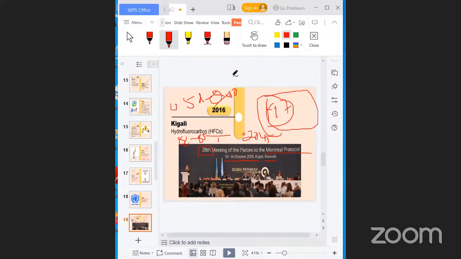So the Kigali Agreement is an amendment to the Montreal Protocol. In the year 2016 in Kigali, hydrofluorocarbons were added to the Montreal Protocol. Hydrofluorocarbons were used as replacement compounds for chlorofluorocarbons. They do not affect the ozone layer, but they are strong greenhouse gases.